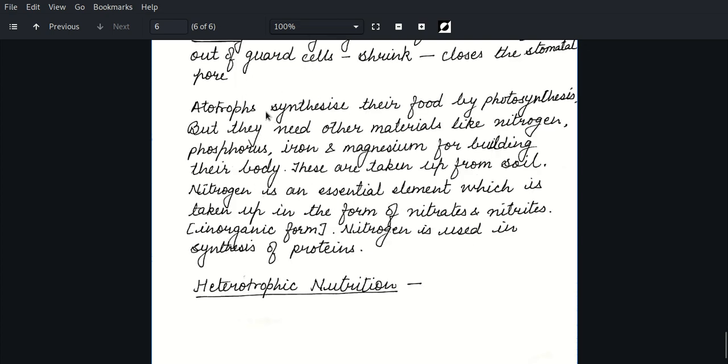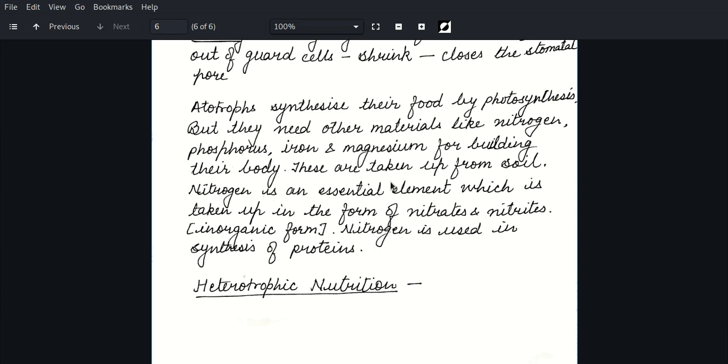All autotrophs synthesize their food by the process of photosynthesis by utilizing carbon dioxide and water, trapping solar energy in presence of chlorophyll. But they need some more materials like nitrogen, phosphorus, iron, magnesium, etc. for building their body. Then how do they take these substances? They take up all these materials from soil.